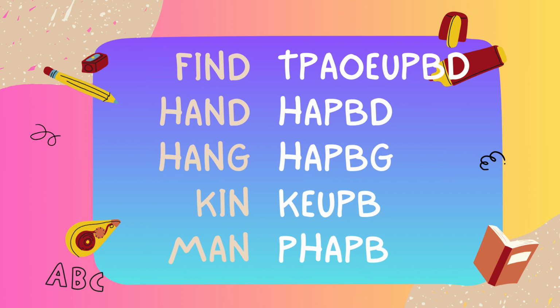Find, hand, hang, kin, and man. So for find, you have initial F, long I, and final ND. Hand, initial H, vowel A, final ND. Hang, initial H, vowel A, final NG. Kin, initial K, vowel I, final N. And then man, initial M, vowel A, final N.